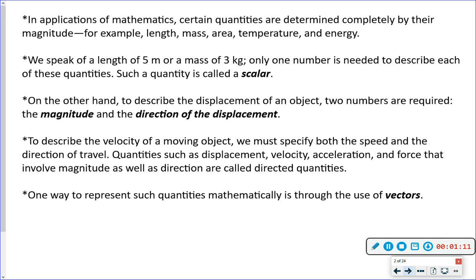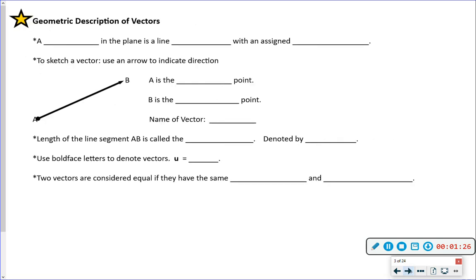To describe velocity of a moving object, we specify both the speed and direction of travel. You can see they talk about velocity, acceleration, force, all that sort of good stuff. So we're going to use vectors for all of this fun-filled physics knowledge. So let's get into what a vector is.